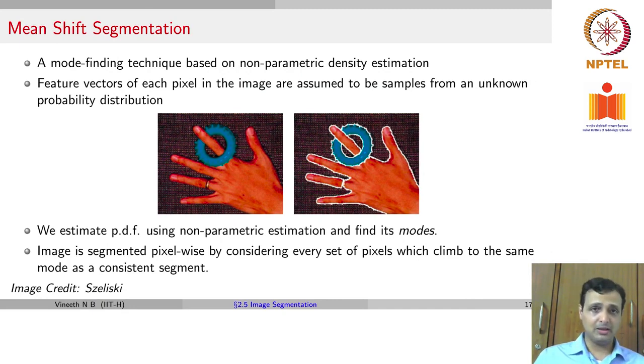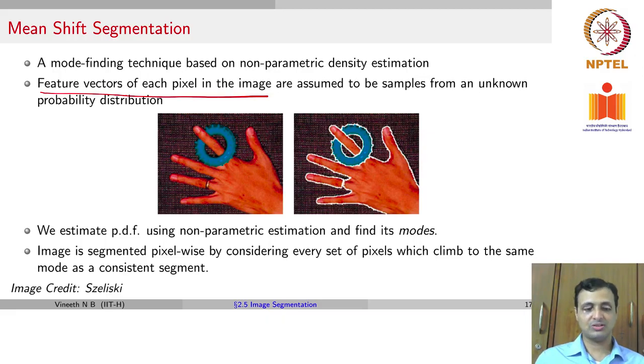Moving on to another popular method known as mean shift segmentation. This method is a different approach and it uses a mode finding technique based on non-parametric density estimation. Non-parametric density estimation is a standard procedure that people in machine learning use to estimate the density of any given set of observations. So the feature vectors of each pixel in the image are assumed to be samples from some unknown probability distribution, and we are going to estimate the probability density function of the image and find its modes.